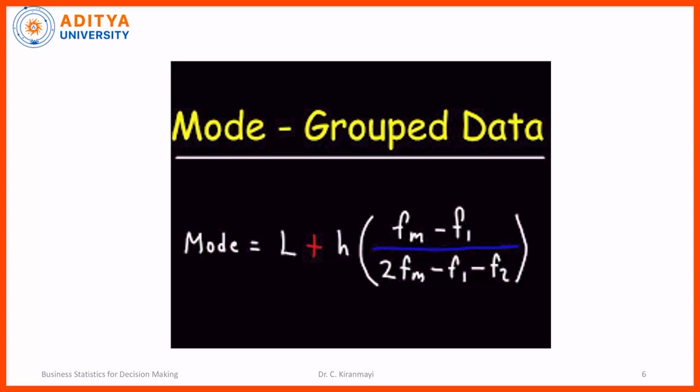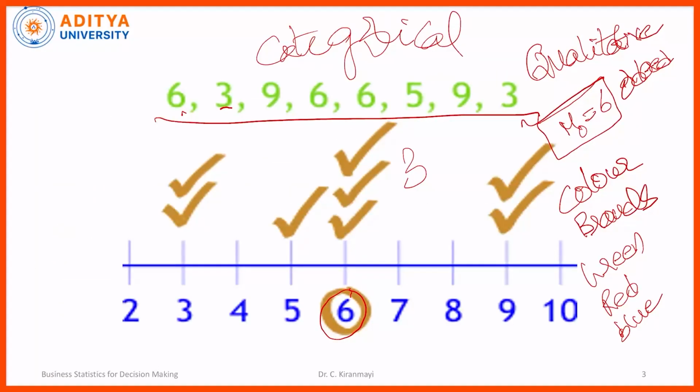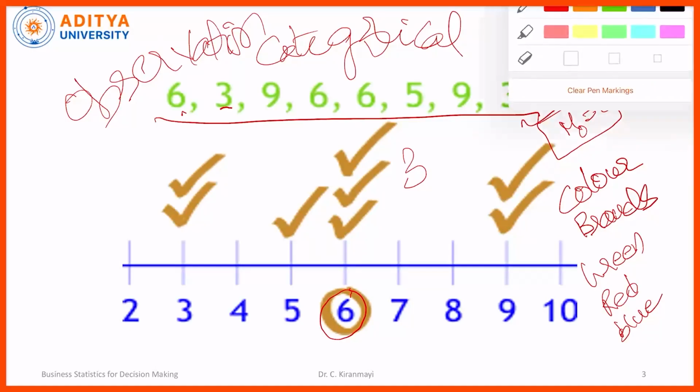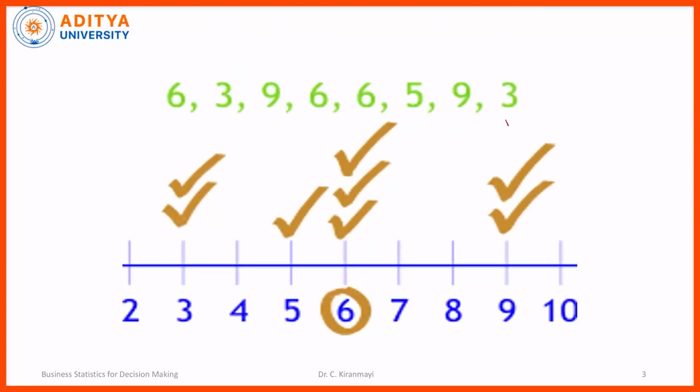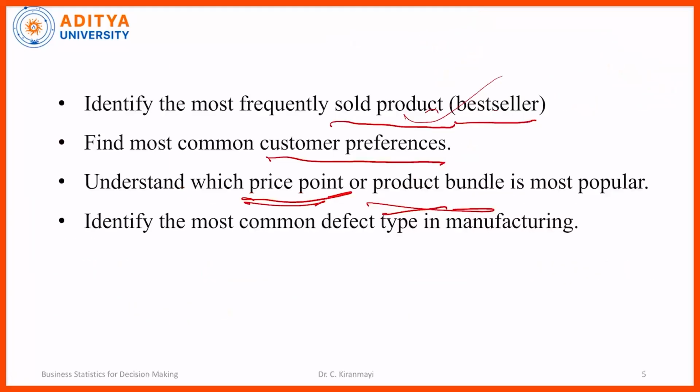Mode we can calculate in the case of observations as well as in the case of grouped data. For example, in the case of observations, if we have data like the previous one, where we have only observations, we observe the value which gets repeated the maximum number of times. This is how we obtain the value of mode in case of observations.